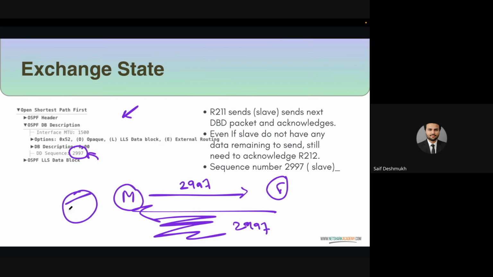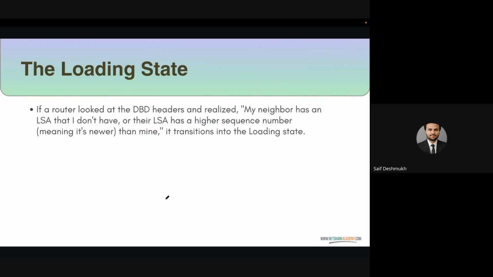The whole routing table, the database as a whole, the master is sending to the slave, and the slave is sending the whole database to the master. It doesn't matter what they need or not. I'm sending you the summary. It's not going to cost me much. I'm just sending you the summary, and now, based on this, you tell me what you need. They go into the loading state.